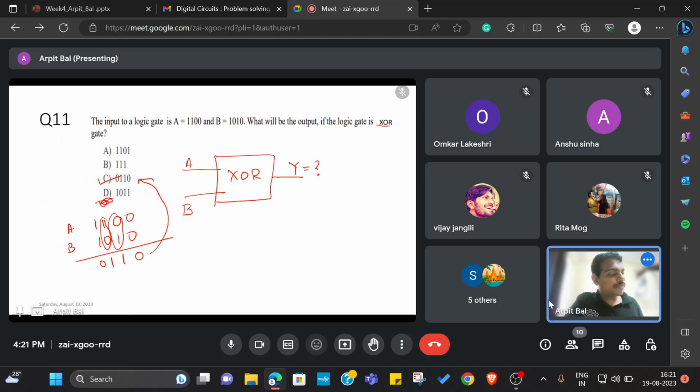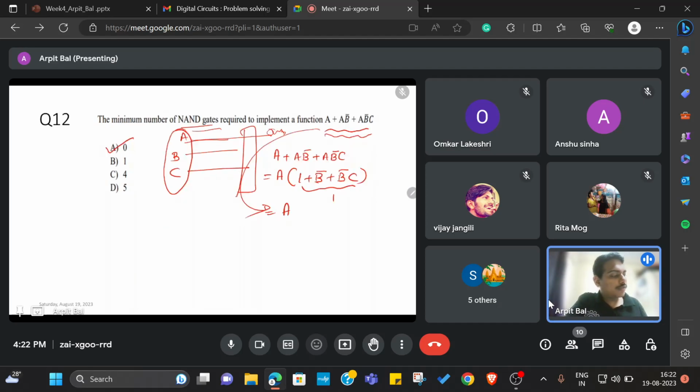Then we were given a logic gate XOR, and we were supposed to find the output for the given input pattern: A is equal to 1100, B is equal to 1010. We simply need to take the XOR of the bits, and that's what we did here. For XOR, if you have dissimilar inputs, then the output is going to be 1, else it is 0. That's what I used, and we have the answer here.